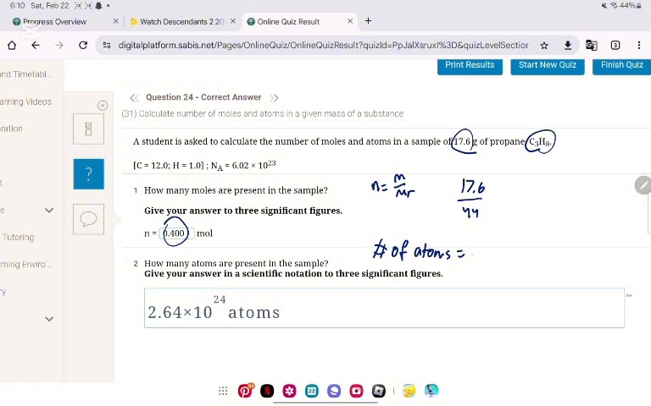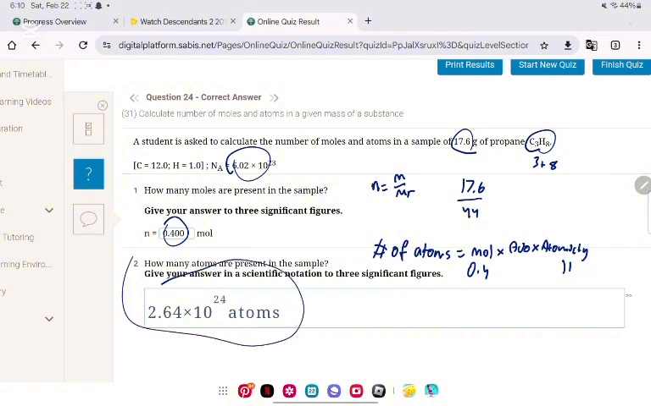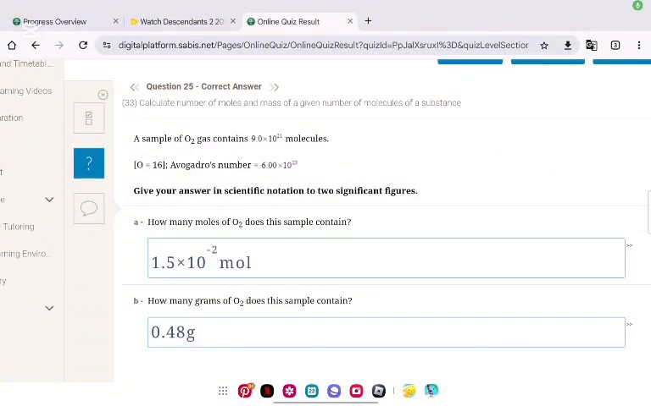For the number of atoms, it equals moles, which you got here, 0.4, times Avogadro's number, times atomicity. Mole is 0.4, Avogadro's is this, and atomicity is 3 plus 8, it's 11. You're going to put that on the calculator, you get this. That's it.